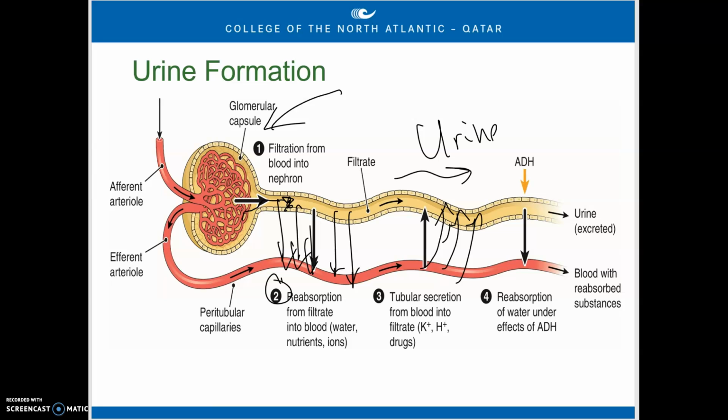Okay? At the final part here, step 4, we're going to adjust the urine so that we keep as much water as we need at that particular time, and that's going to be controlled by antidiuretic hormone. So antidiuretic hormone is probably going to take a lot of the water back from the urine so that we don't lose a lot of our water when we urinate.